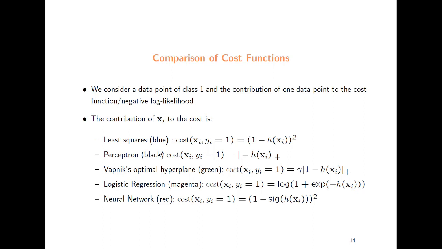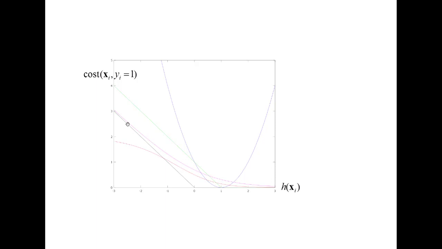Then we have the perceptron, which is the black curve. If h is larger than 0, then this data point disappears from the cost function, and the contribution is a constant 0. But if the sign is incorrect, so in this case negative, then we get a linear penalty. So the system will feel this data point, and the moment it becomes non-negative, we don't care anymore. This is the typical property of the perceptron.